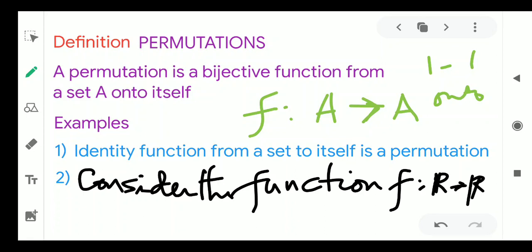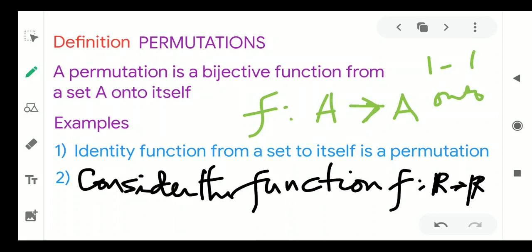defined as a permutation. You might have learned permutations in your plus 2 classes in a different way, but that is a particular case of this function, which we will see later. Anyhow, I'll be giving you one or two examples of permutations. First one: every identity function from a set to itself is a permutation.